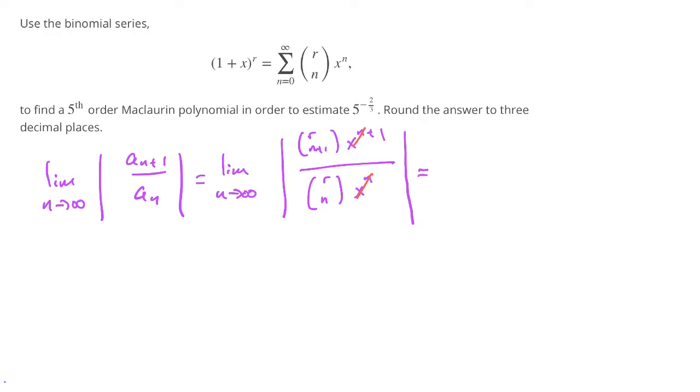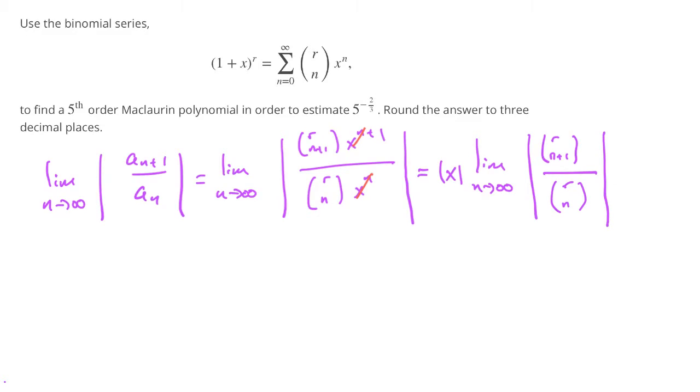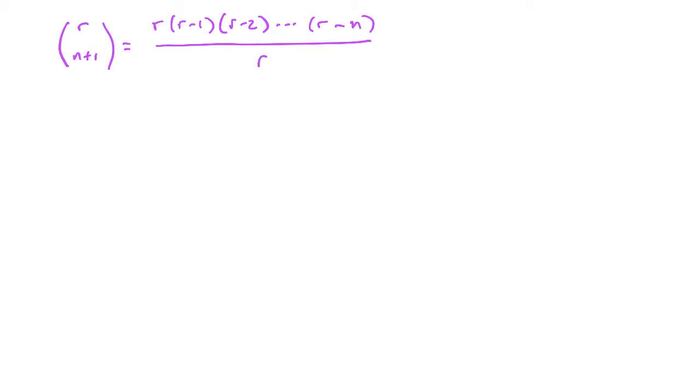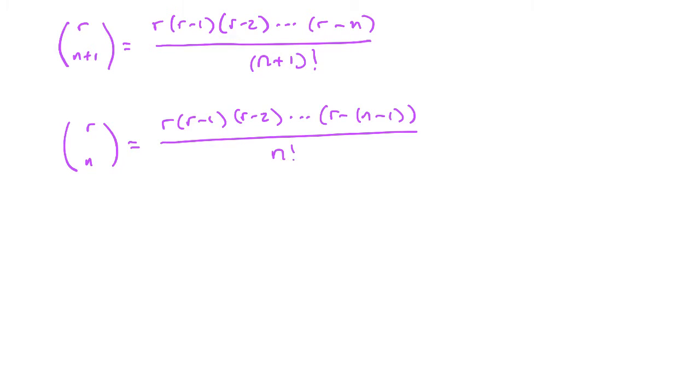And so that just leaves us with an absolute value of x on the outside, and then our limit as n goes off to infinity of the ratio of those terms. So we've got an r choose n plus 1 divided by an r choose n. Well, if we write out those definitions, let's see what we have. So for r choose n plus 1, what we have is r times r minus 1 times r minus 2 all the way down to r minus n, all of that over n plus 1 factorial. For our r choose n, we have r times r minus 1 times r minus 2 all the way down to r minus n plus 1, all of that divided by n factorial.